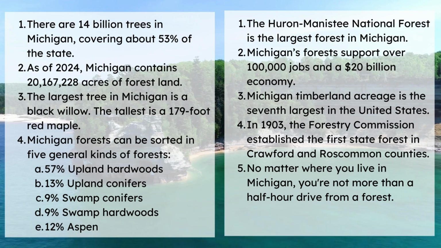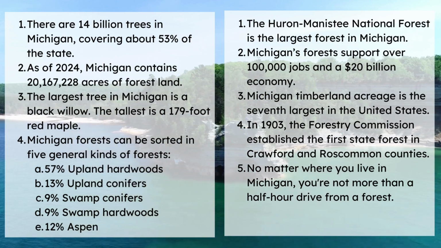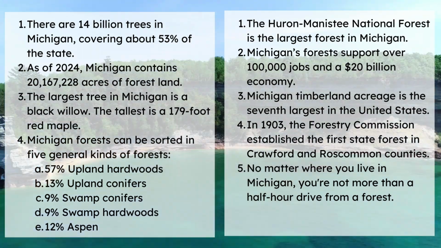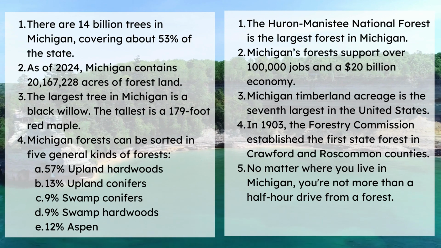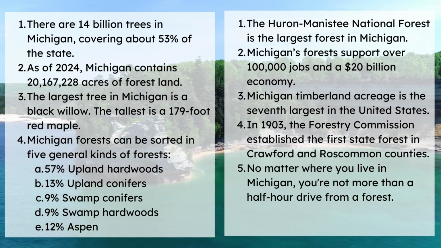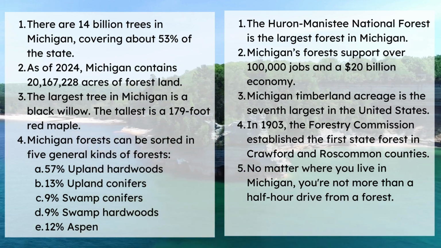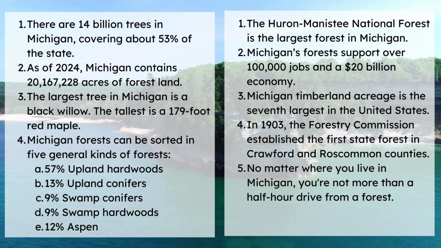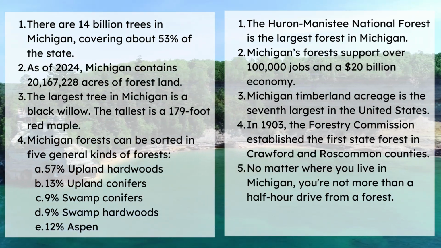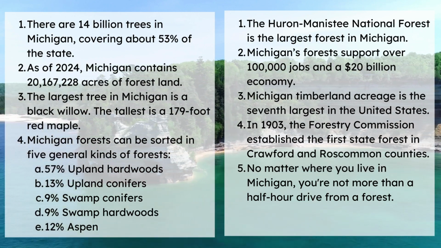Number 4. Michigan forests can be sorted in 5 general kinds of forests. Upland hardwoods, which constitutes 57% of Michigan forests. Upland conifers, which constitute 13%. Swamp conifers, which constitute 9%. Swamp hardwoods, which constitute 9%. And aspen, which constitutes 12%.